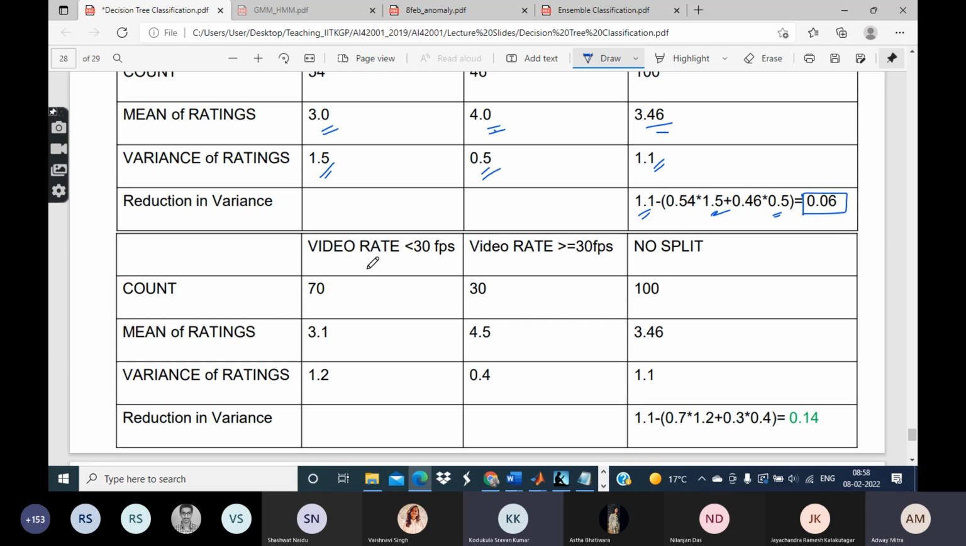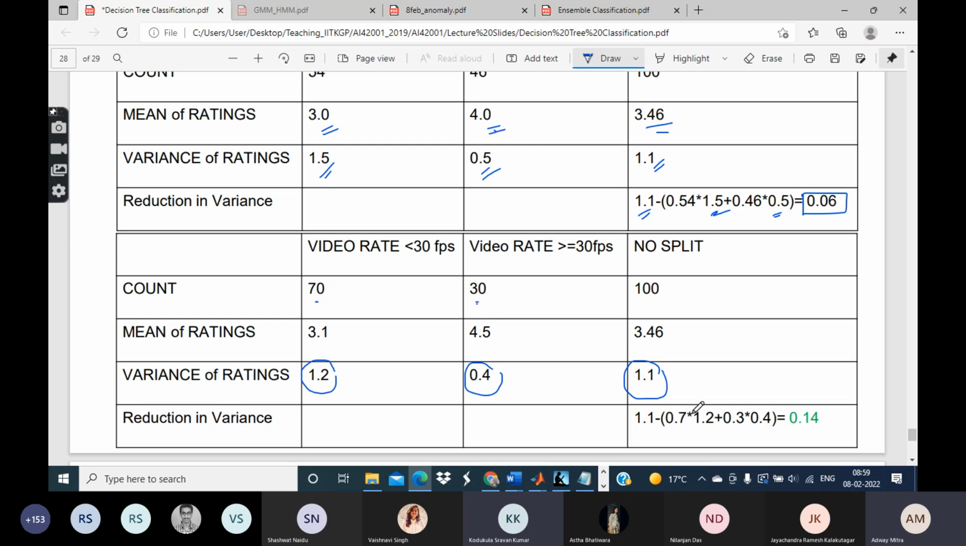But if you consider video rate as the feature, then these are the numbers you will get. The original variance was 1.1. For the cameras which have low frame rate, the variance is 1.2, which is about the same as earlier, slightly more. But for the cameras which have high frame rate, the variance is small, 0.4, and their mean is significantly higher. The mean was originally 3.46. In this case it has dropped slightly to 3.1. In this case it has improved considerably to 4.5. That's a big jump. So this is slightly impure, heterogeneous, but this is quite homogeneous. The only catch is that this has 70 examples while this has 30 examples.